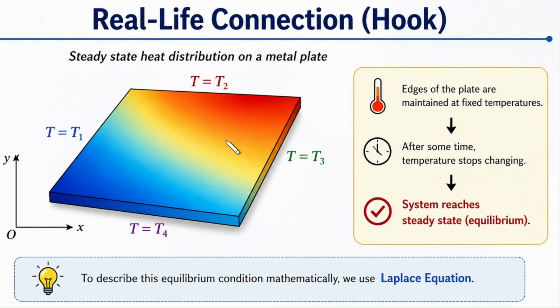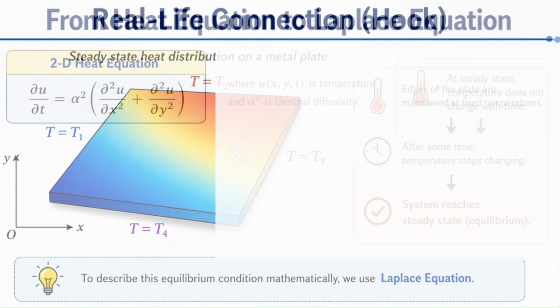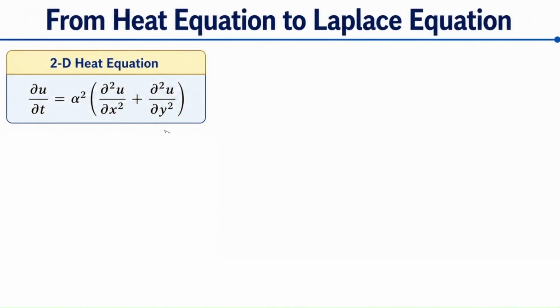Now let's understand where the Laplace equation comes from. We start from the two-dimensional heat equation, that is del u by del t is equal to alpha square into the second order derivative of u with respect to x plus the second order derivative of u with respect to y. Here u depends upon three variables, x, y and t, where x and y are the coordinates, t stands for time and u represents temperature. Moreover, alpha is a constant called the thermal diffusivity.